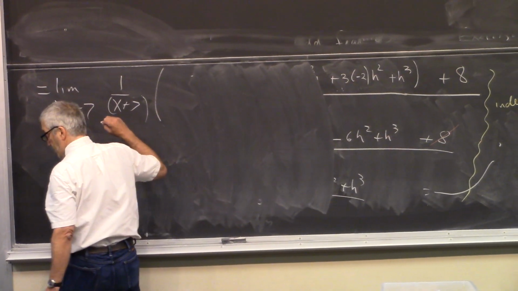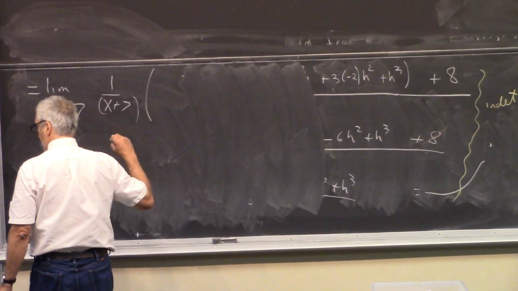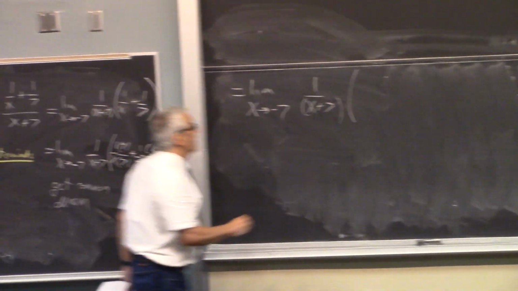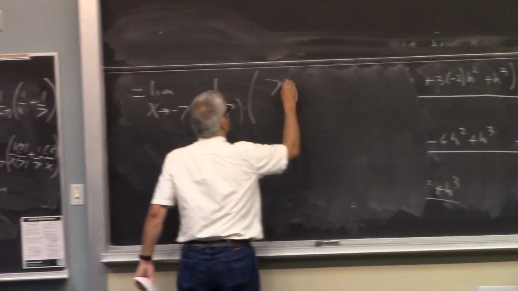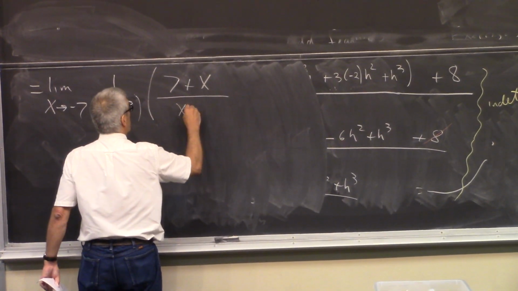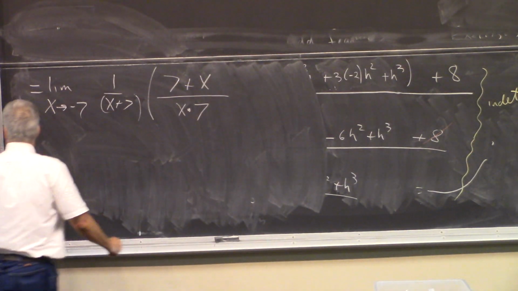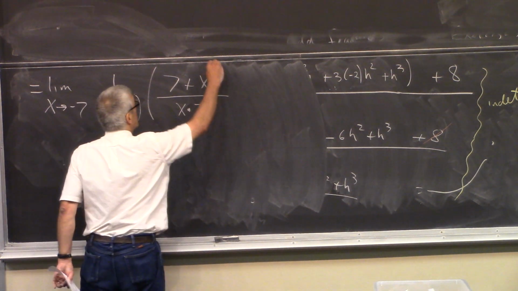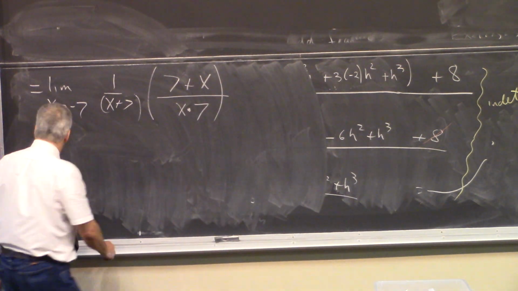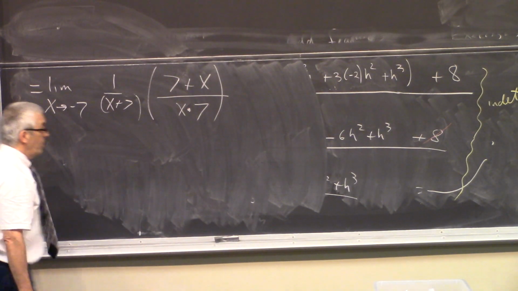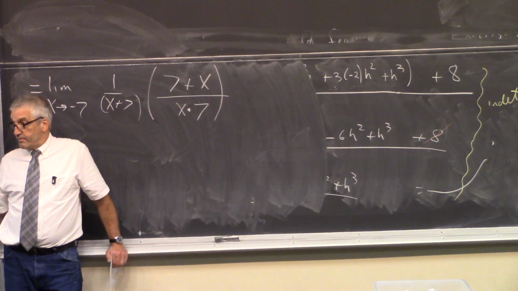I'd get, and this is not minus, this is plus. So this is 7 plus x over x times 7. Everybody follow that? I had a mistake here. I had a minus. That should be a plus. Okay, now notice that all of these are still indeterminate. If I plug in x equals minus 7, I get 0 over 0.